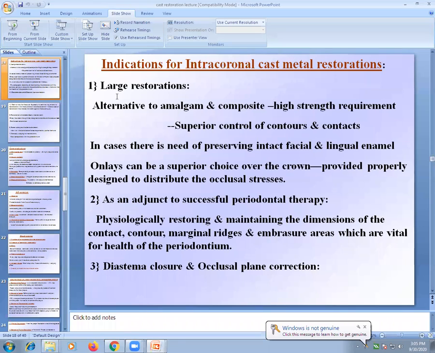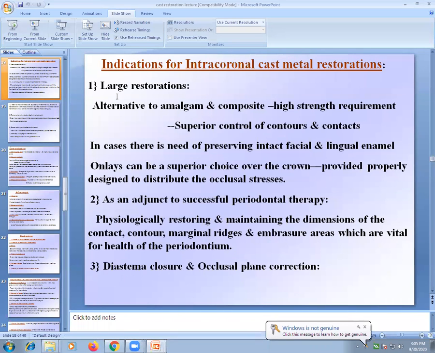Suppose there is an overhanging restoration, like when you do a class 2 restoration. What happens? Excessive pressure is applied onto the periodontium. This excessive pressure causes loss of periodontal attachment. There is pocket formation, and due to this, a periapical lesion may develop, and that may hamper the tooth vitality. So if you maintain the proper contact and contour of the tooth, it will help the longevity of your restoration.